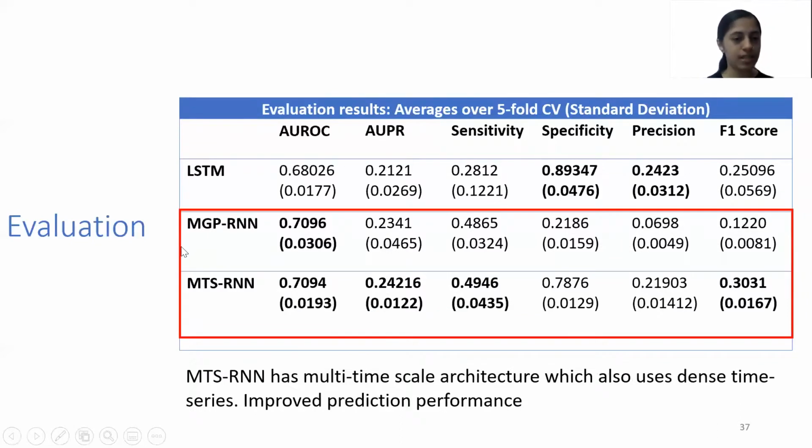Next, if we compare this MGP-RNN and MTS-RNN, we see that MTS-RNN has an improved prediction performance for most of the tasks, and most importantly, it performs well on AUC, AUPR, and F1 score. I would like to mention that the sensitivity, that is the recall, is considered in AUC, AUPR, and F1 score as well. And this high sensitivity implies that there is a better identification of the high-risk patients, which implies that our model gives a better prediction performance.